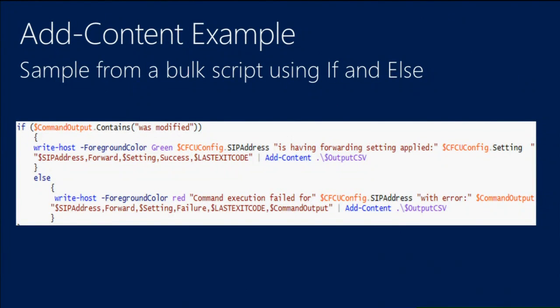Essentially once we've run this script, we can go into this output CSV file and we have a list of the successful and the failed users. We'd also be able to go back into our transcript file that was run at the same time and find the errors that were on those users that failed.